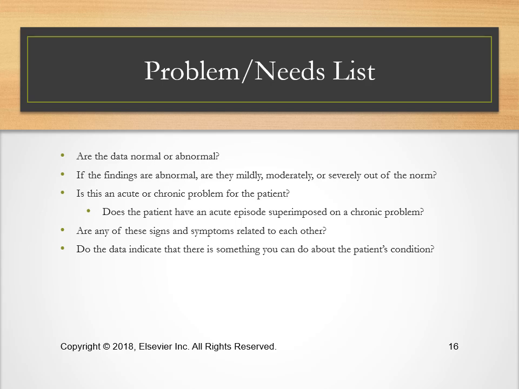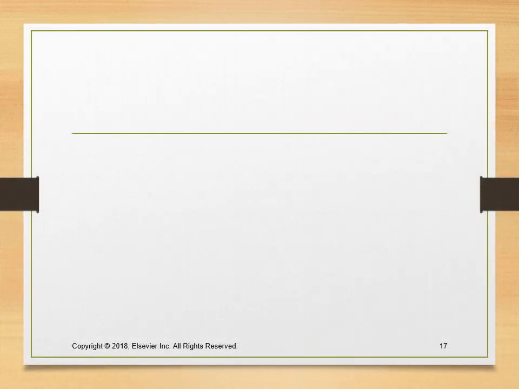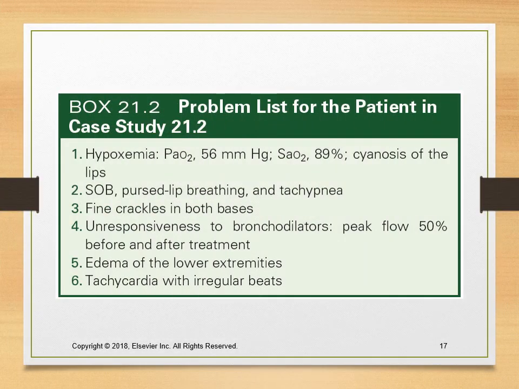They've had COPD, which is a chronic problem, and now they have chest pain and a possible MI on top of it. Are there any signs and symptoms that are related to each other? And does the data indicate that there is something you can do about the current condition? Here's a typical problem list from your book for the case study 21-2.